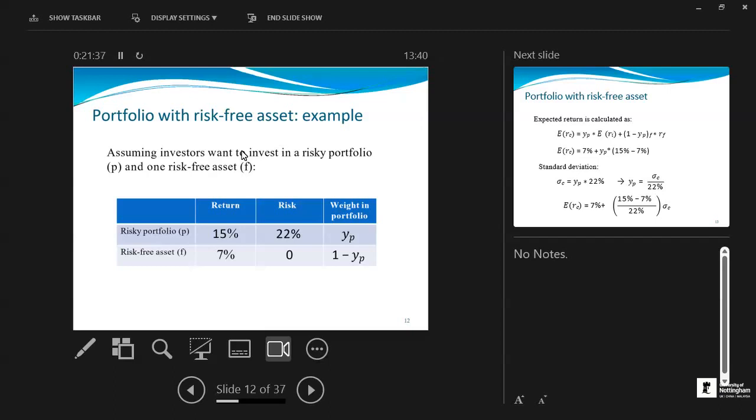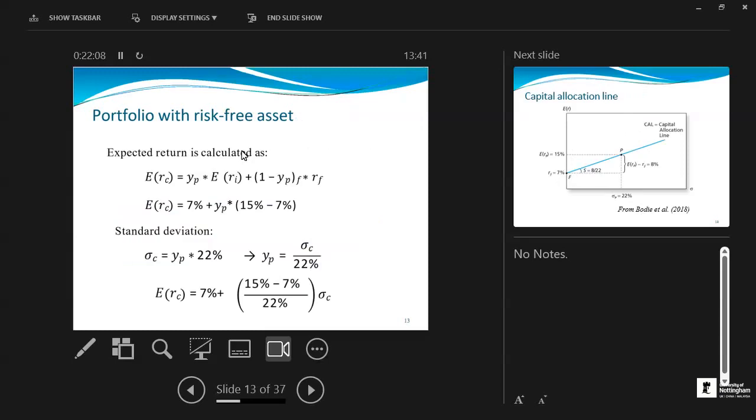Now you want to create this complete portfolio. So what do you need to know? How much you're going to put in the risk-free asset and how much you're going to put in the risky asset. So we have to calculate YP, and once we know what we are going to put in the risky portfolio, we can work out what we are left with to invest in the risk-free asset.